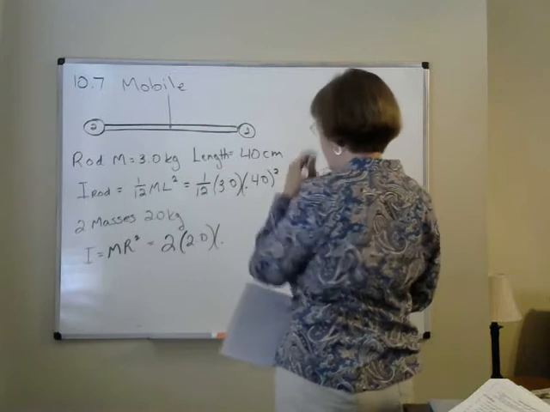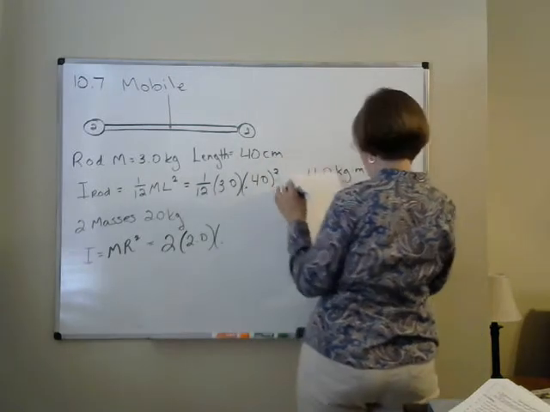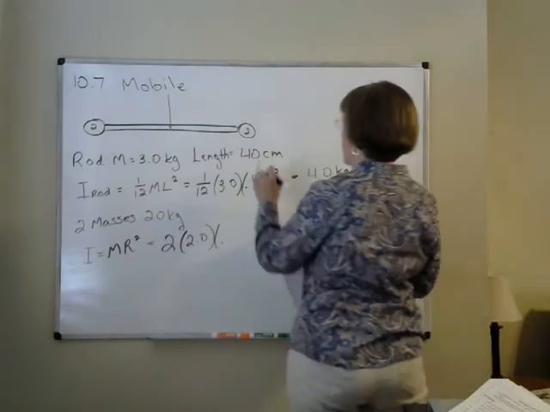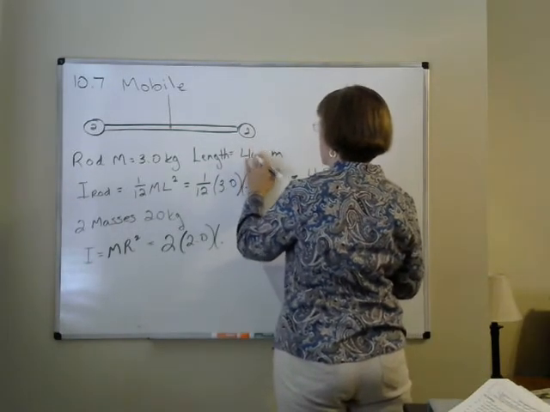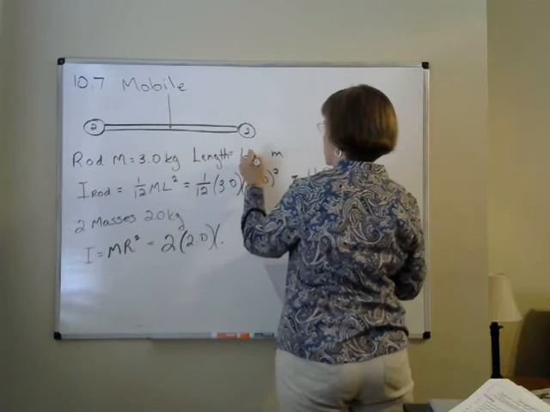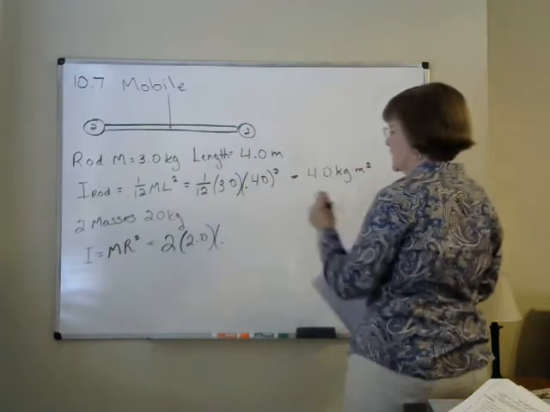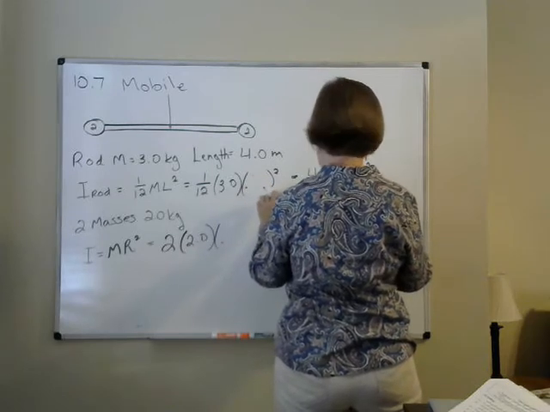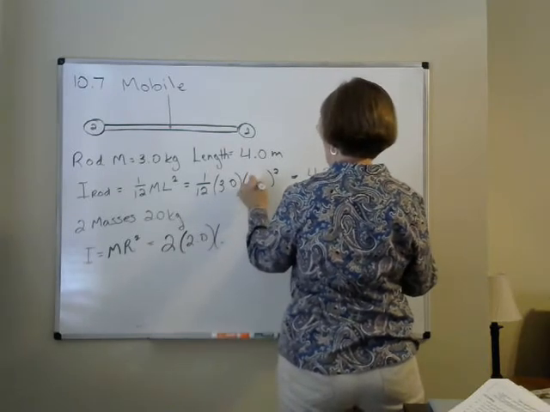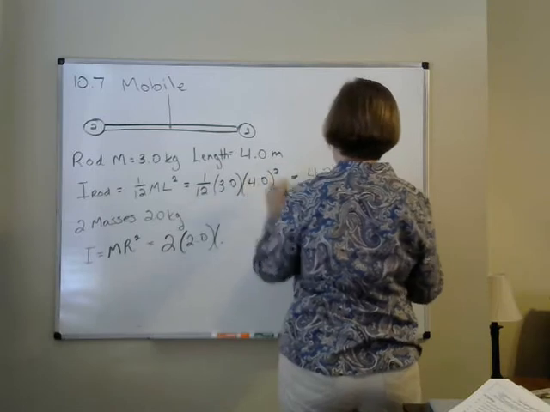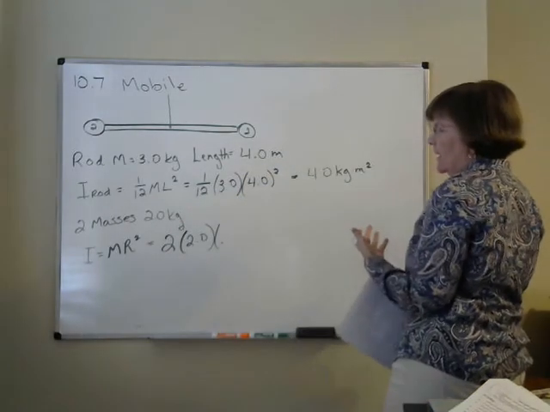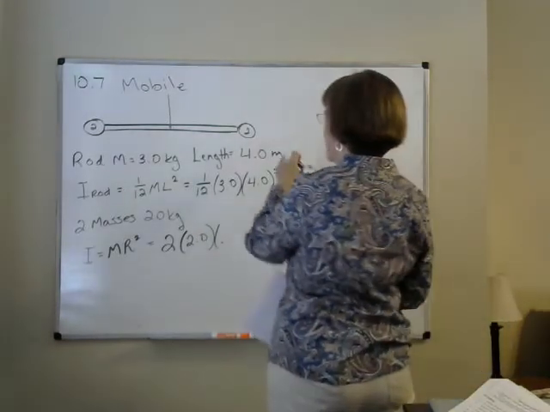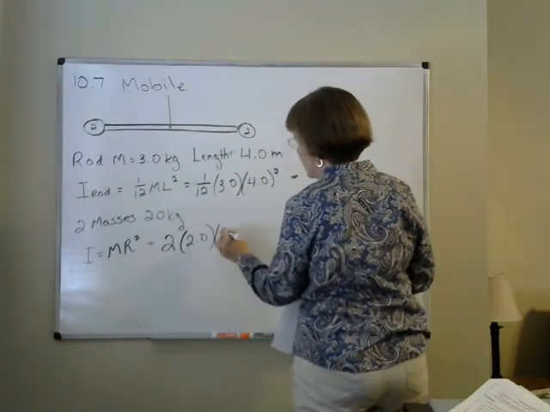I'm sorry, I did make a mistake. This is not 40 centimeters. I misread my own handwriting. It's 4 meters. Let's fix it. 4 meters. So this was not 40. It was 4. However, my answer was right because I just looked at my answer. So that is correct. If this is 4 meters long, then r is 2 meters.